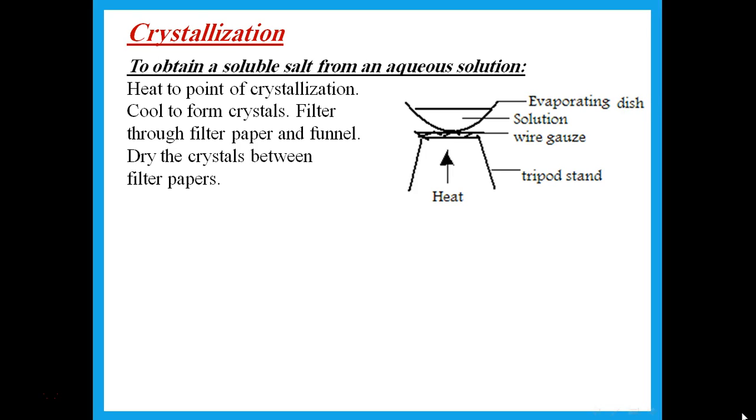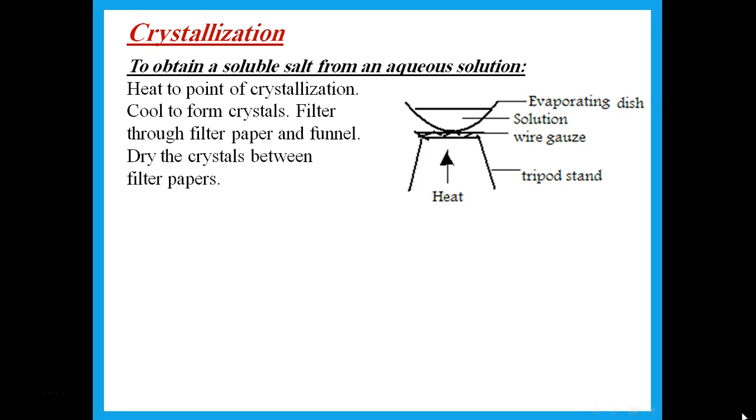Crystallization. To obtain a soluble salt from an aqueous solution. That means I have a solution and I want my solid from it, the solid that was originally dissolved in the water. So I use crystallization to obtain, for example, potassium nitrate from aqueous potassium nitrate, or sodium chloride from aqueous sodium chloride. So what should we do? We put the solution into an evaporating dish and we heat. So we heat until what? Why are we heating in the first place? We're heating to remove some of the water.